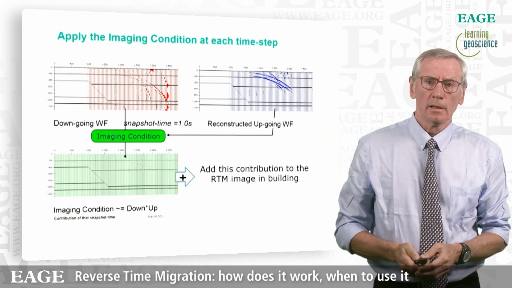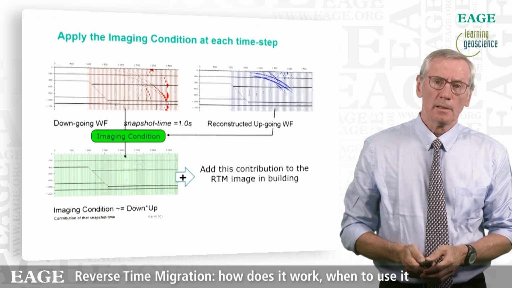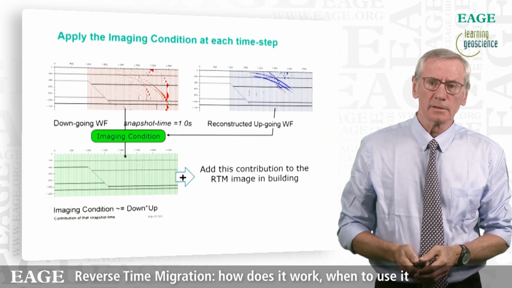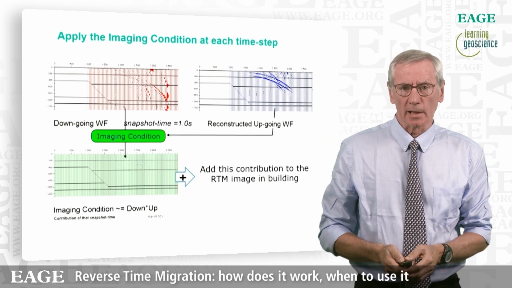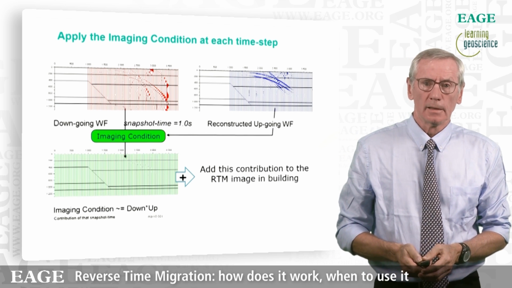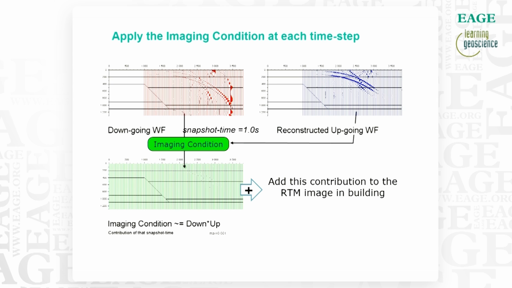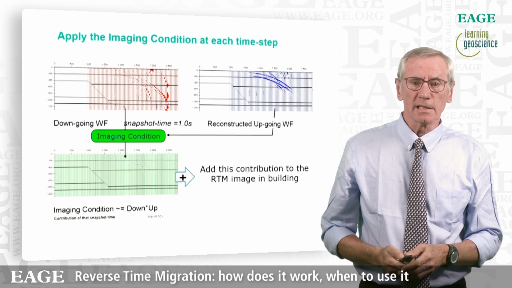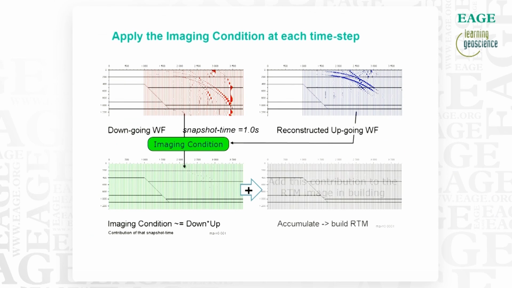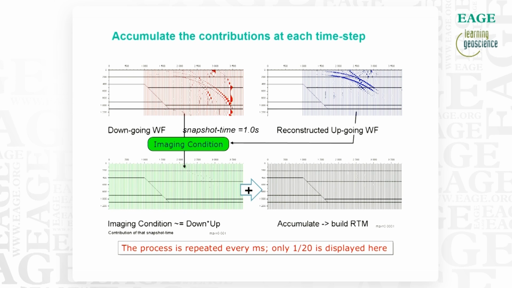Reconstruct the upgoing, retrieve the stored downgoing, multiplying one by the other to get the contribution of the snapshot time to the final migration. This is the green panel. And add this contribution to the seismic image progressively building up. In this way, the RTM image, the black panel. We do that recursively every millisecond, although I display only every 20 milliseconds.